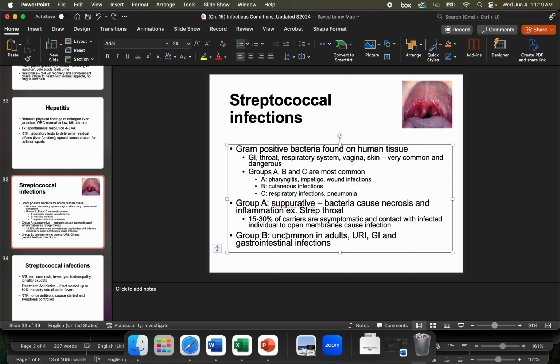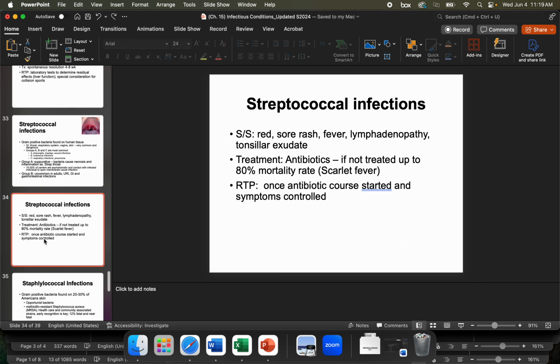Okay, so group B is uncommon in adults. Upper respiratory and gastrointestinal infections. So much less common there. Though if you've seen someone with strep throat, you know it's going to be red, it's going to be inflamed, it's going to be angry. Sore, rash, you might have the white bumps.